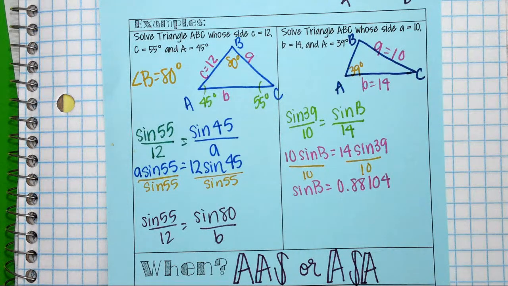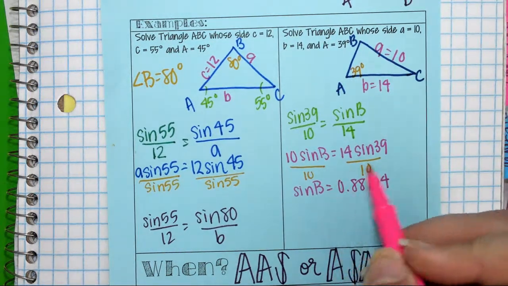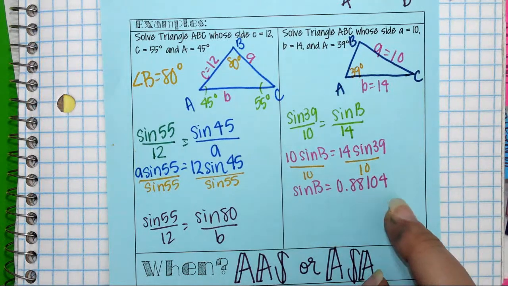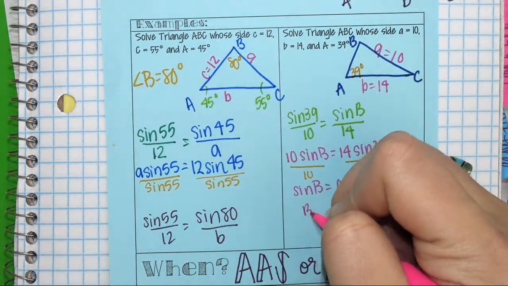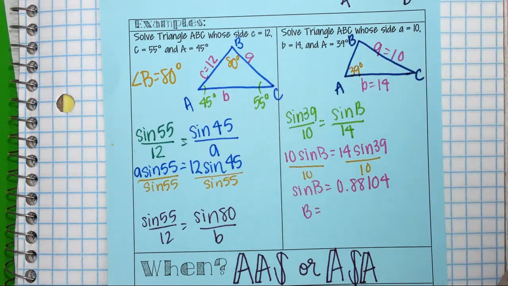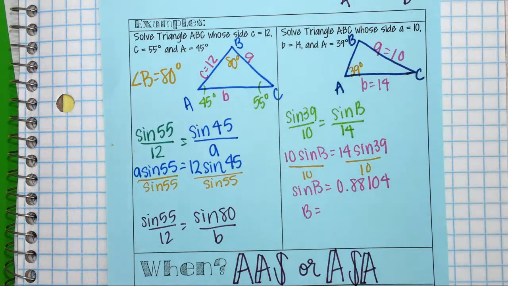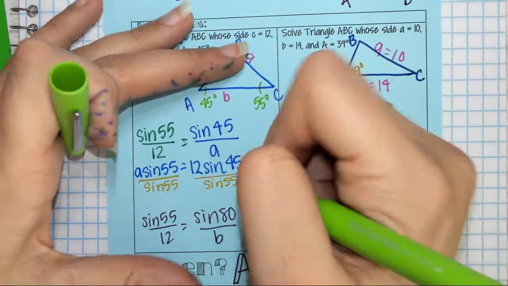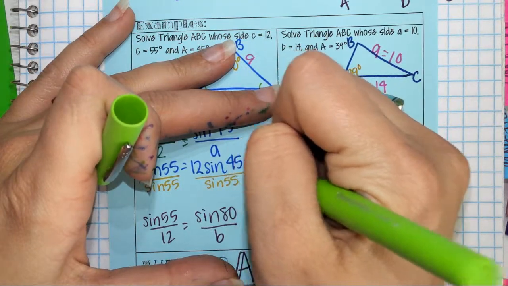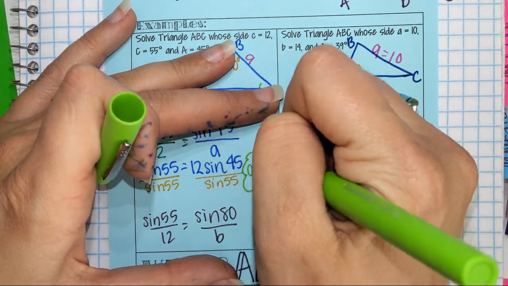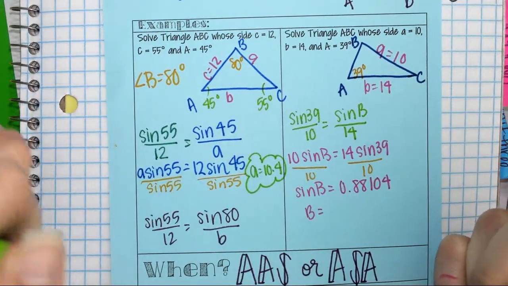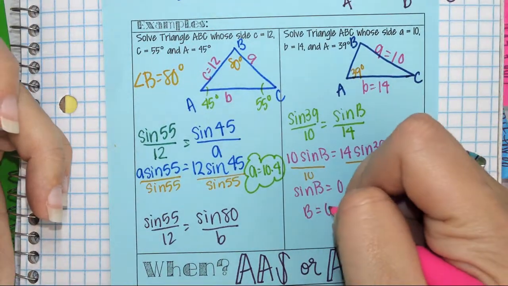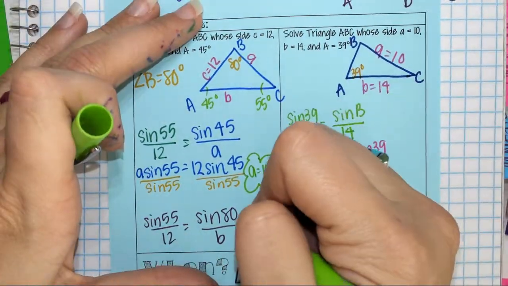Now we need the inverse, right? So I want you to do second sine, or however you get to your inverse, and then type in this decimal, 0.88104. Round to the nearest whole number. 61.8. Round to the nearest whole number. 62. All right, so we got 62 degrees. Do we agree or disagree?